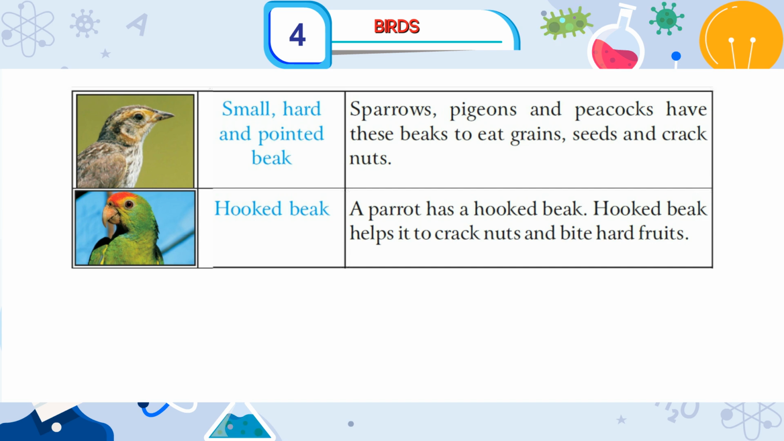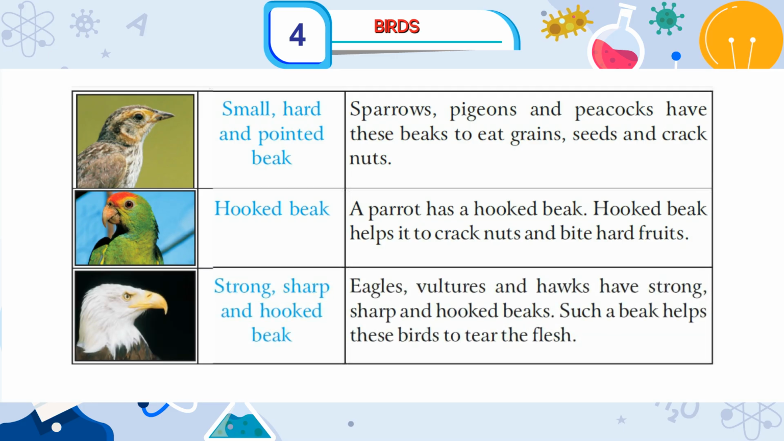Hook beak. A parrot has a hook beak. Hook beak helps it to crack nuts and bite hard fruits. Strong, sharp and hook beak. Eagles, vultures and hawks have strong, sharp and hook beaks. Such a beak helps these birds to tear the flesh.